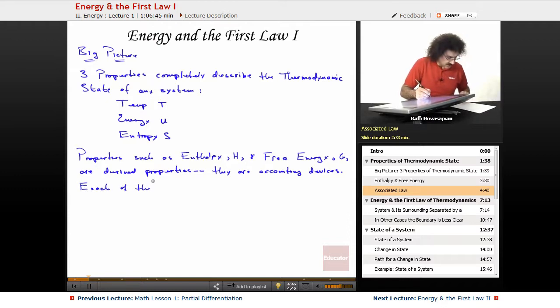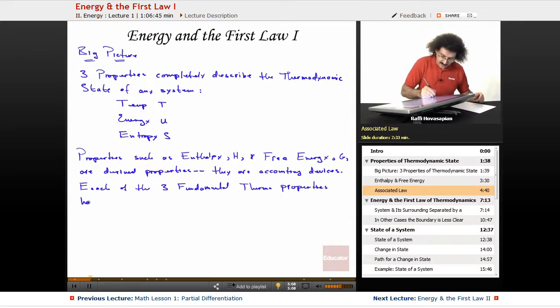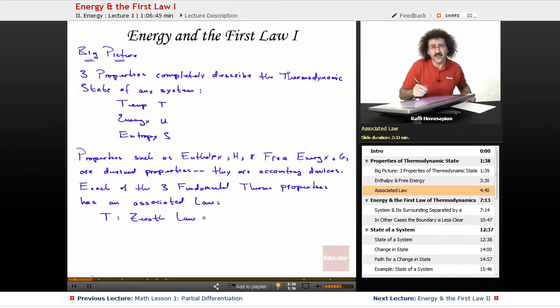Now, each of the three fundamental thermodynamic properties has an associated law. And again, this might be a bit of a surprise what I'm about to write down. Now, you've heard of the first law of thermodynamics, the second law, the third law. You might not remember what it is that they are, but you know that there's a first, a second, and a third law. However, temperature, energy, and entropy are not the first, the second, and the third law. As it turns out, the temperature is associated with something that we call the zeroth law. And again, we're not going to concern ourselves with what it is right now. It just happens to do with temperature. Energy, that's the one that's associated with the first law. And entropy, that's associated with the second law.